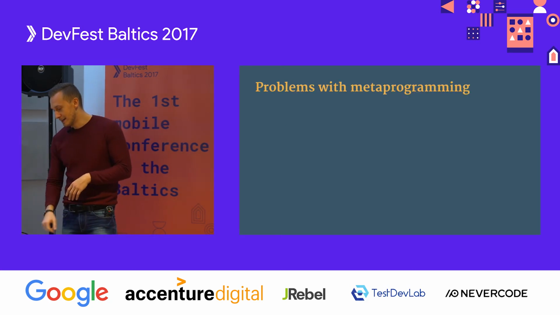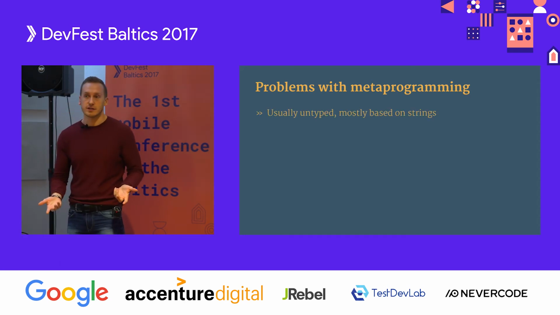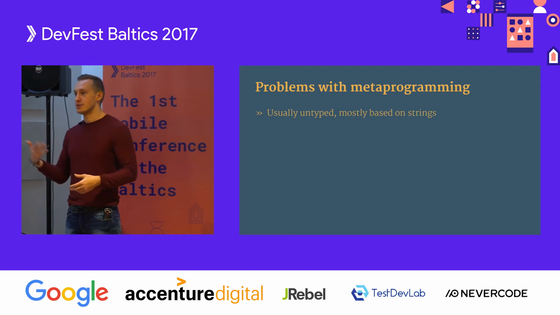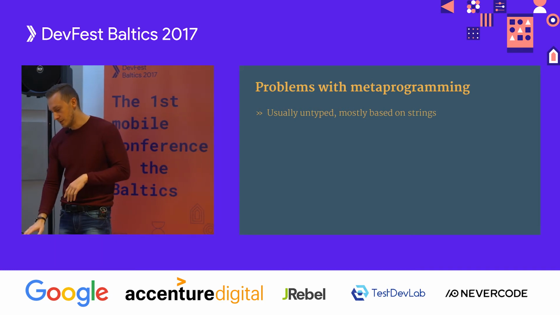So there are problems with metaprogramming, though. In most languages, including Objective-C, it's based on strings. So rather than using strong types, you have to deal with a string-based API, which isn't good. It's very easy to create bugs.